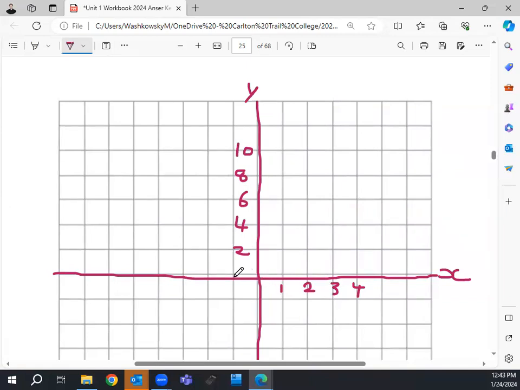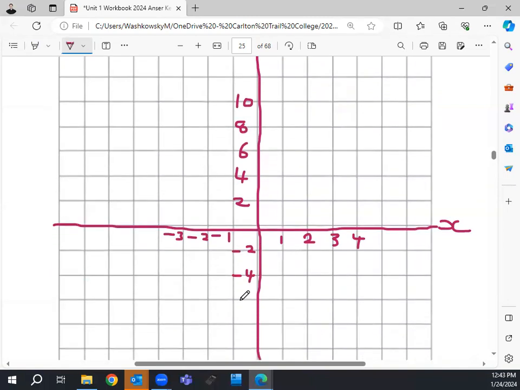But I'm not done yet, right? I can still go negative on this x-axis. I can still go negative on this y-axis.